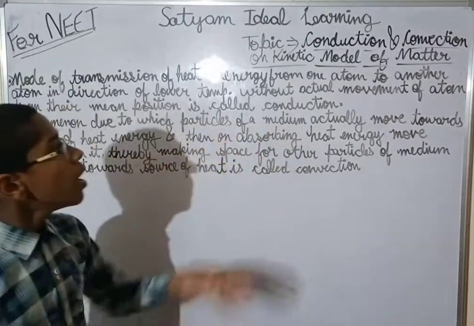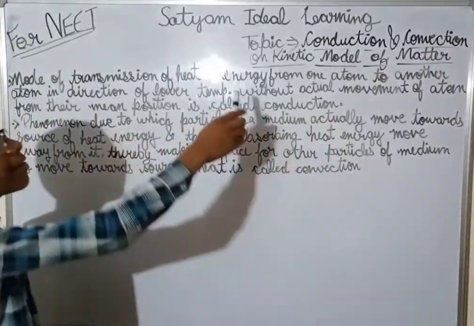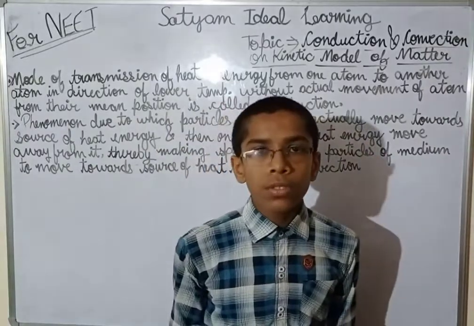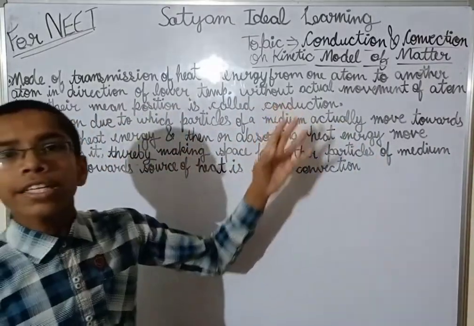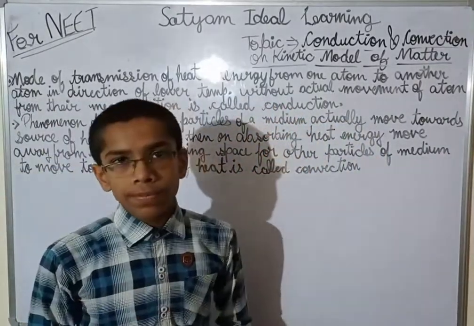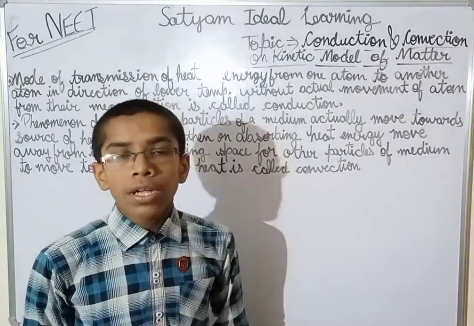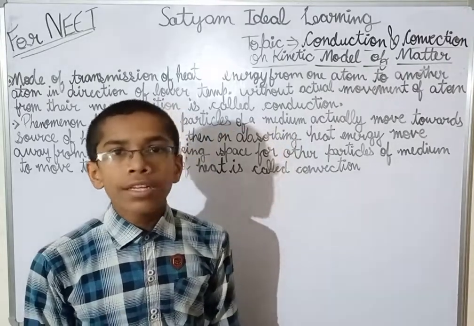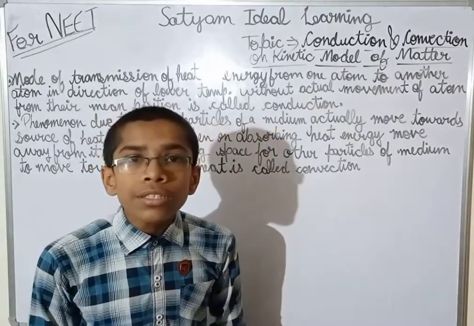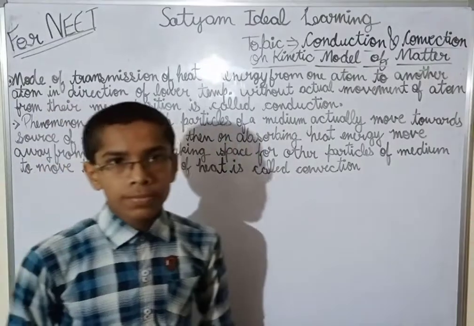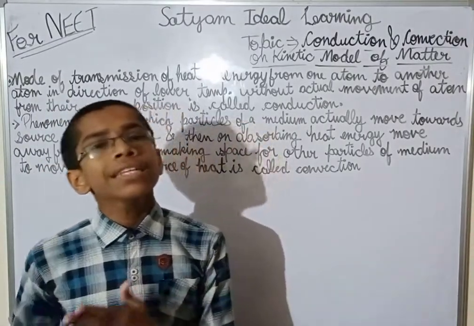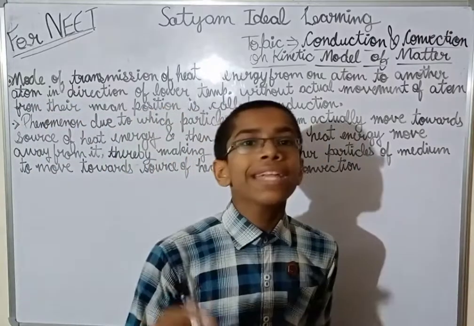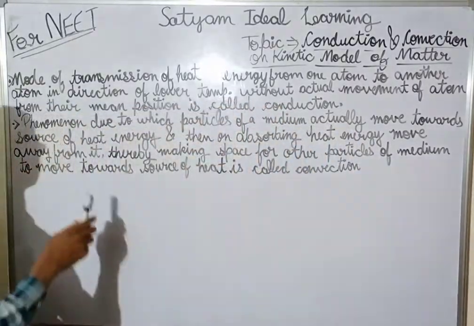See, in conduction, we have seen that there is no actual visible movement of atom. But in liquid and gas there is intermolecular space, and because of that they move, they interchange their positions. So conduction can't take place in liquid as well as in gas. But convection can take place in liquid and gas. Now see how it is taking place.